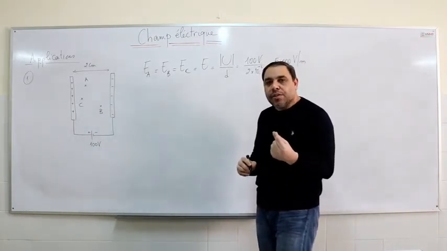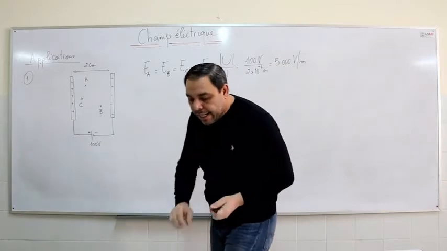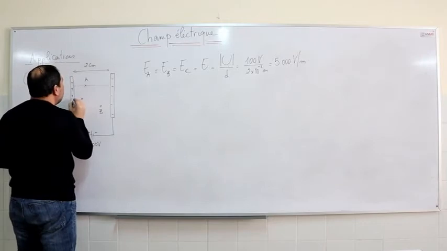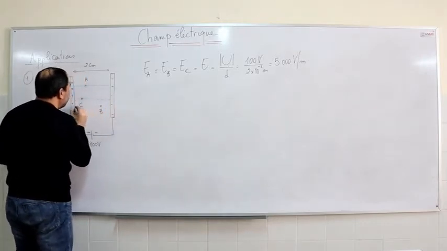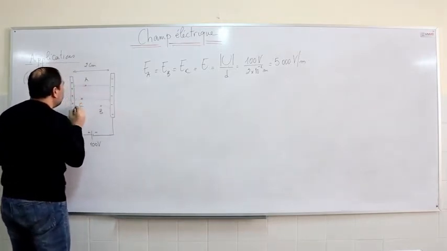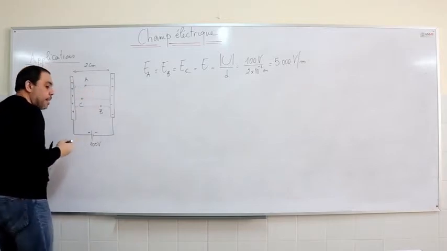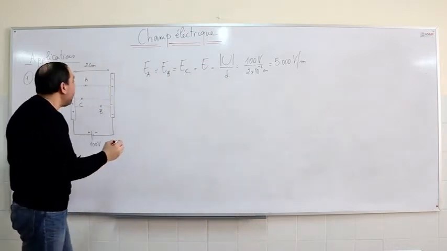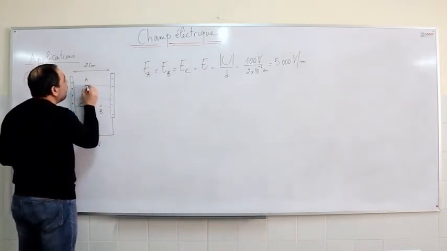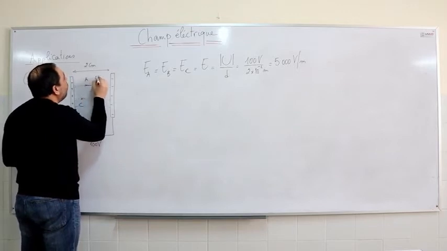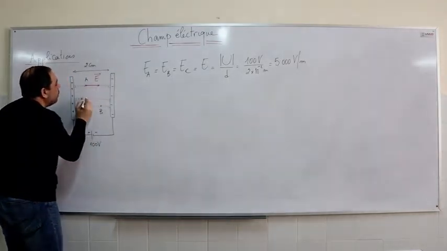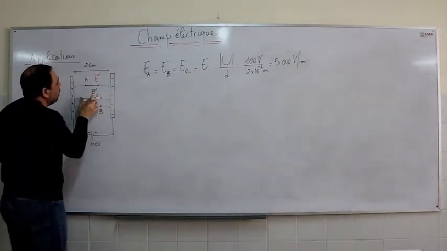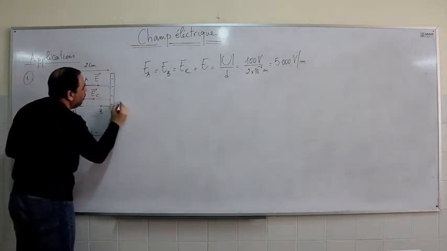Now let's find the line of action and direction of each vector. The line of action of each vector is perpendicular to the plates. Also, each vector is directed from the positive plate to the negative one. This is, for example, the electric field vector at A. This, for example, is the electric field vector at C. This, for example, is the electric field vector at B.